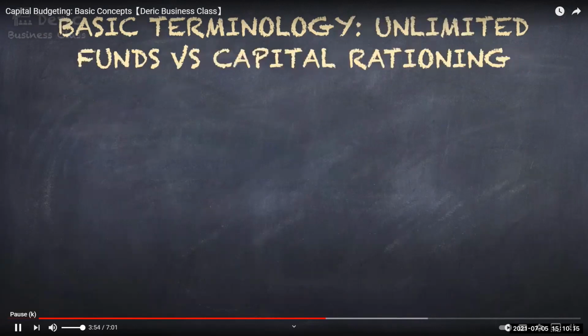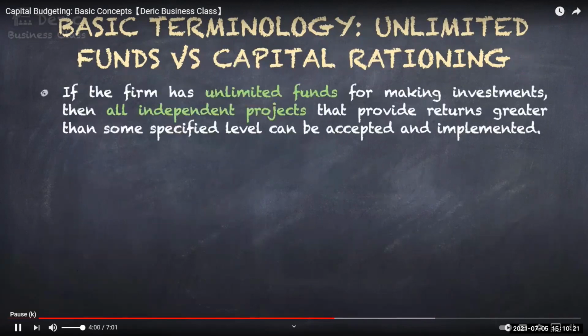All right, another comparison is unlimited funds versus capital rationing. If the firm has unlimited funds for making investments, then all independent projects that provide returns greater than some specified level can be accepted and implemented. But unlimited fund is something not true. It's impossible that the company may have unlimited fund, no matter how big the company is.